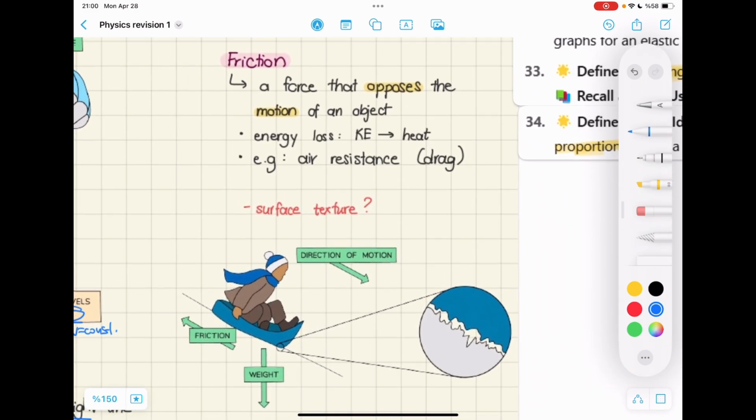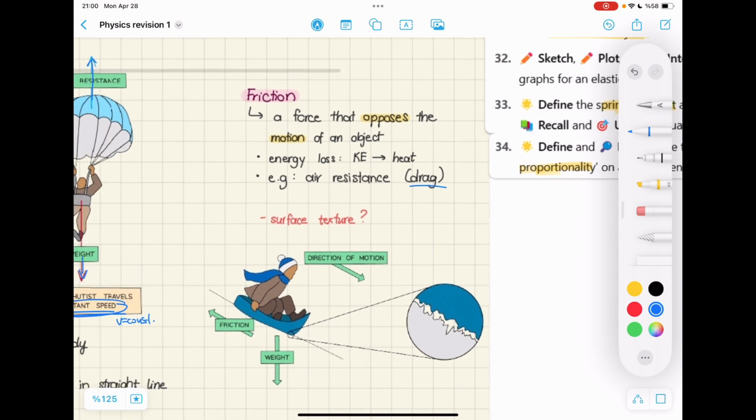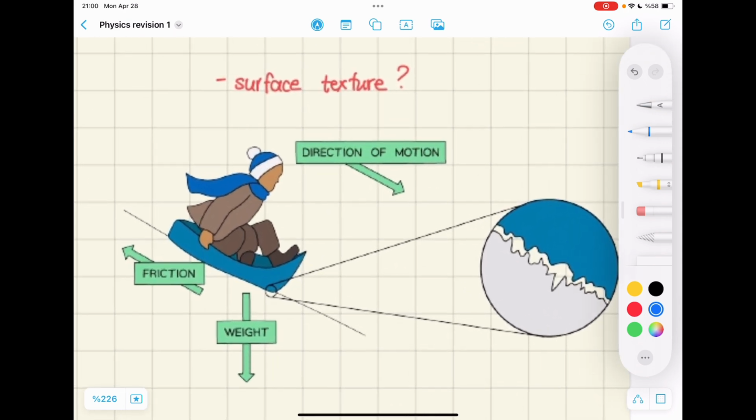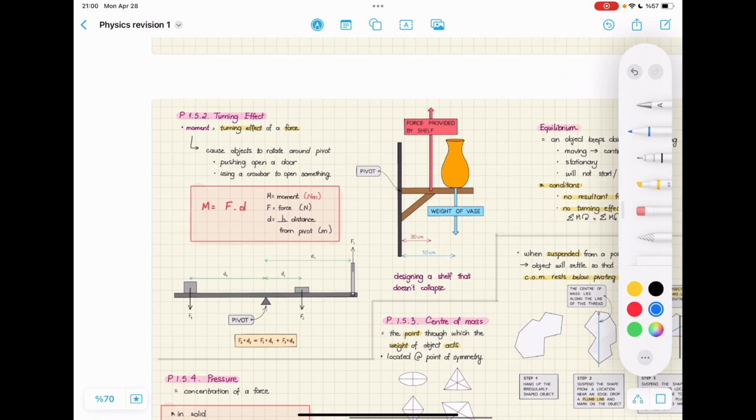Friction is a force that opposes the motion of an object. Energy loss, for example, kinetic energy is transferred to heat. Air resistance, or for example, drag. Surface texture can affect the friction. Direction of motion, whatever the direction of motion is, and therefore the force that might be towards that direction, the friction will always be opposite, and weight is going to be at an angle like this if it's on an incline.